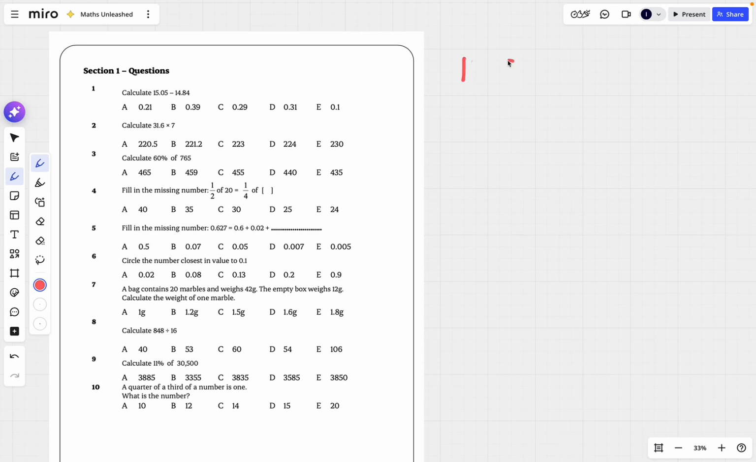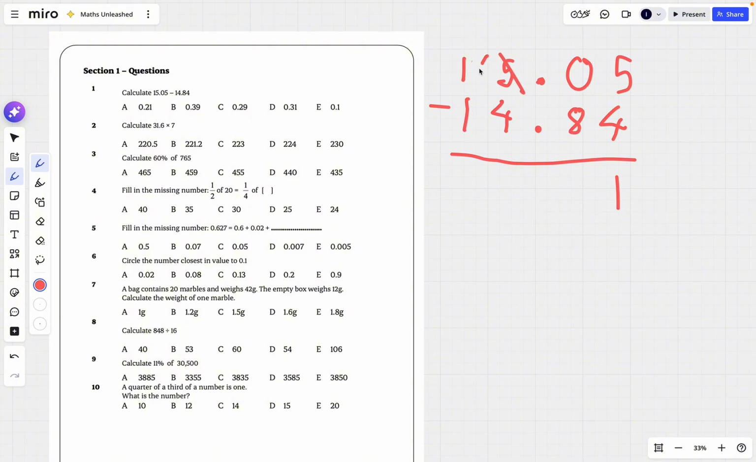We will do this the column subtraction method. First of all, we have to write it out so each digit lines up, and then we take away. 5 take away 4 is 1, and then we can't do 0 take away 8, so we cross out the 5 and write a 4 because we borrow a 1 to go here. This creates 10 take away 8 is 2, there's a decimal point here. 4 take away 4 is 0, 1 take away 1 is 0, so we know it's 0.21, so it's A.